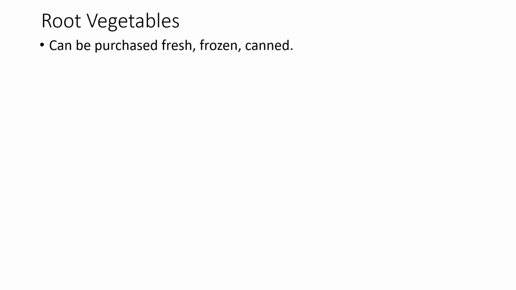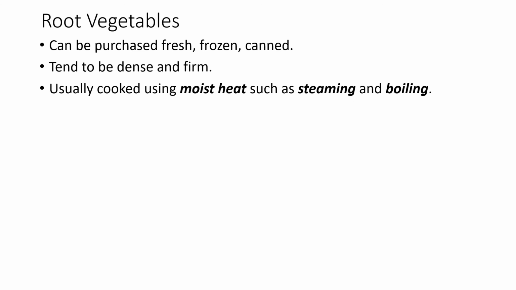The root vegetables can be purchased fresh, frozen, or canned. Root vegetables tend to be dense and firm, so all the things that I talked about with the swollen bulb portion of the plant hold true for the root vegetables. Usually they're cooked using moist heat, slow moist heat methods, steaming, boiling, or simmering. Again, start root vegetables in cold water when boiling. If you can't remember, first of all, anything that's dense, you want to start in cold water. But think, if it grows under the ground, that's low temperature, that's how you start it off.